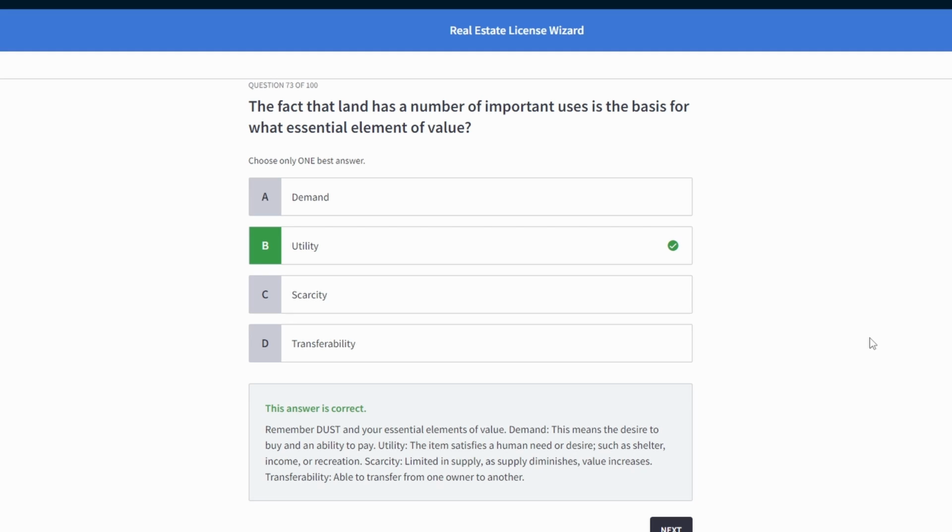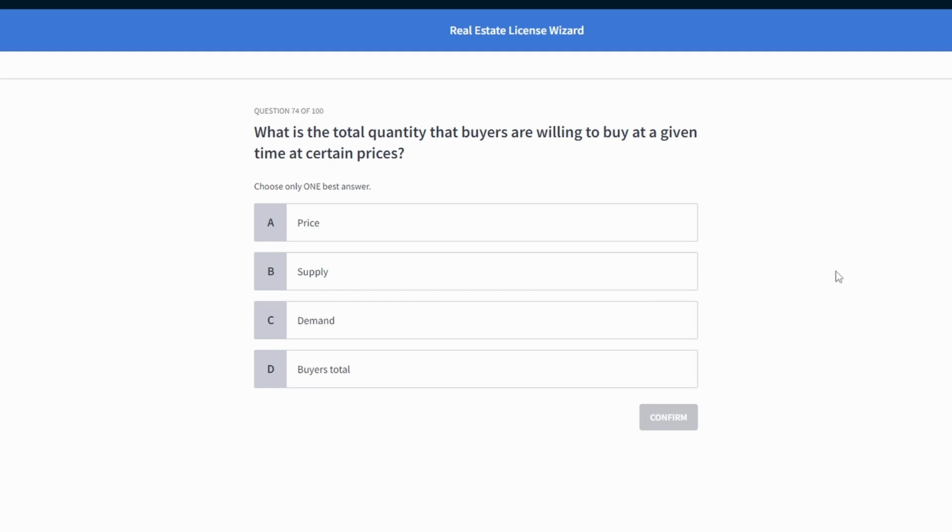This item satisfies a human need or desire, such as shelter, income, recreation. Scarcity, limited in supply. Supply diminishes, value increases. We've talked about that. Scarcity is something that we've talked about numerous times on this channel. It's super important to understand. But really, all of these, including transferability. So again, you need to remember DUST, which I'll say one more time is demand, utility, scarcity, and then, of course, transferability.